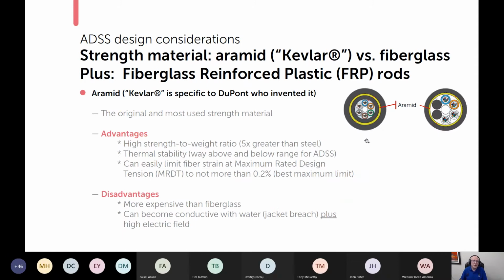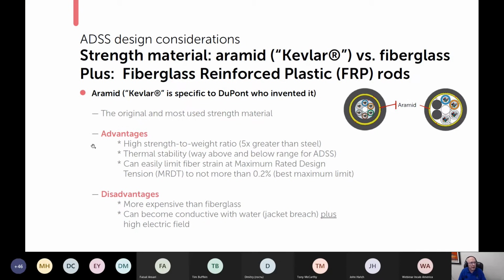Next up, what strength material do you use? Now, this topic may be a surprise to a lot of Americans because in the United States, you only think about Kevlar. Kevlar is really the trade name from DuPont, who invented that. The more generic name is aramid. It is the original and still most used strength material that's available today. But you may be surprised to know there are options. So we'll talk about the options, and there are actually two of them.